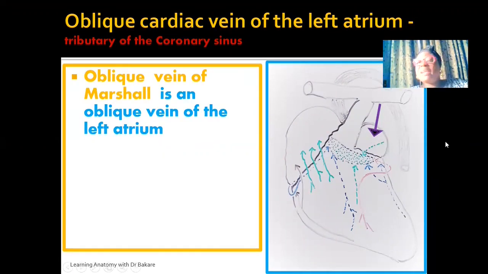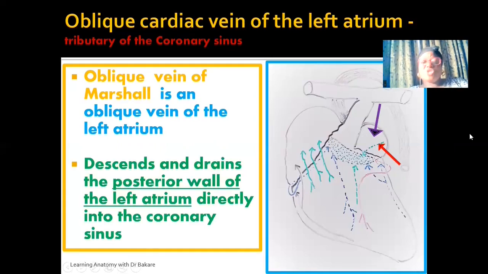So you see the oblique cardiac vein of the left atrium here arrowed in red, and you see it descending to be released into the coronary sinus. So it is also one of the tributaries of the coronary sinus. And where it drains is the posterior wall of the left atrium. So it collects venous blood from the posterior wall of the left atrium and it delivers it into the coronary sinus. So this is also one of the tributaries of the coronary sinus.